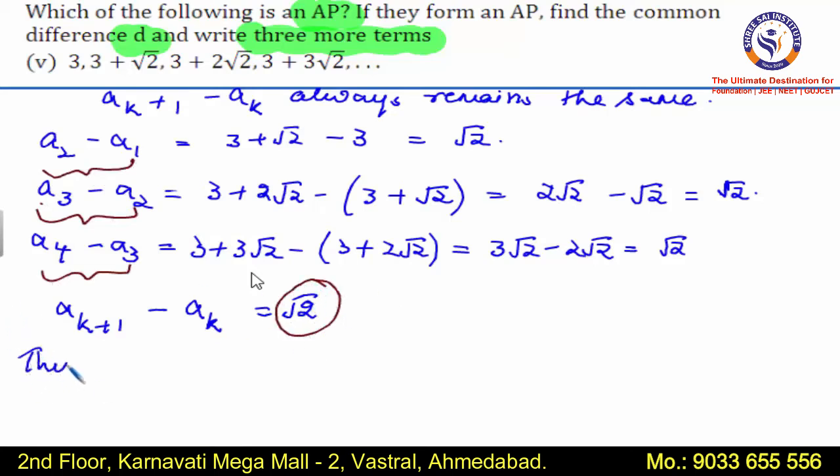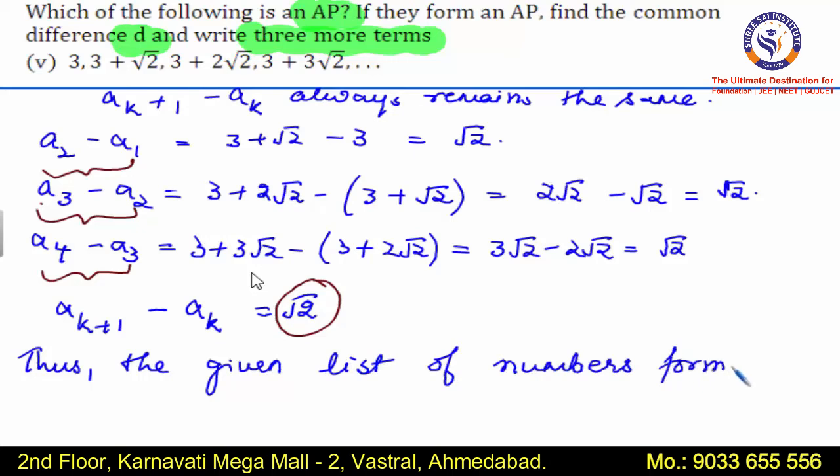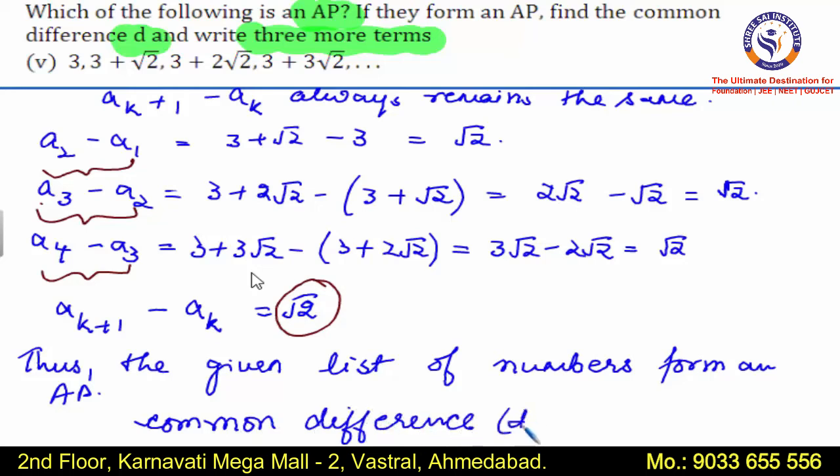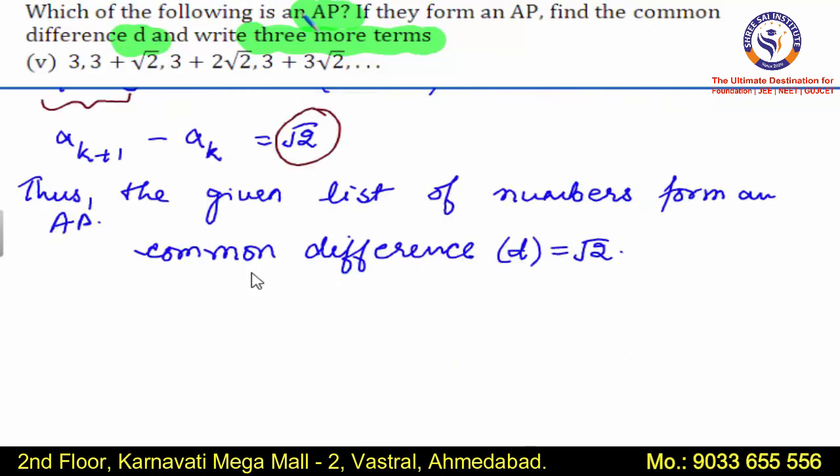Thus we can say that the given list of numbers form an AP. And the common difference is the difference between any two consecutive terms, denoting it by D, and this is equal to root 2. Now as per the question, if the given list of numbers form an AP, then we have to find 3 more terms.